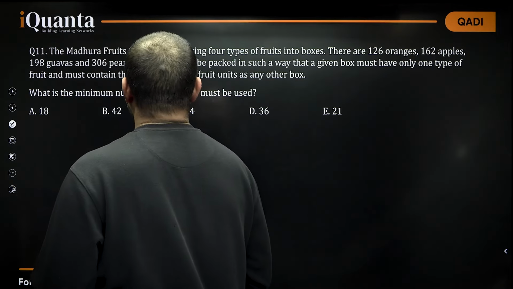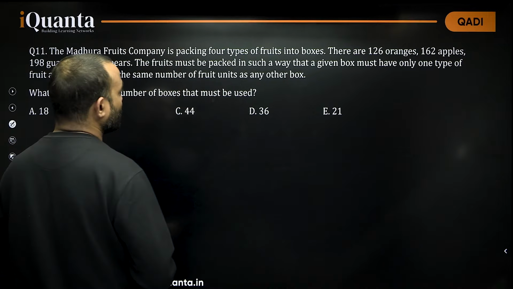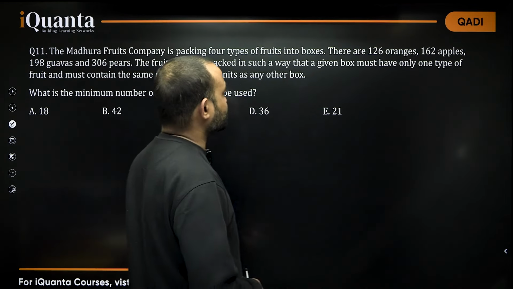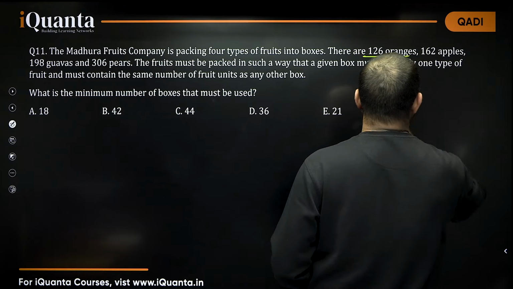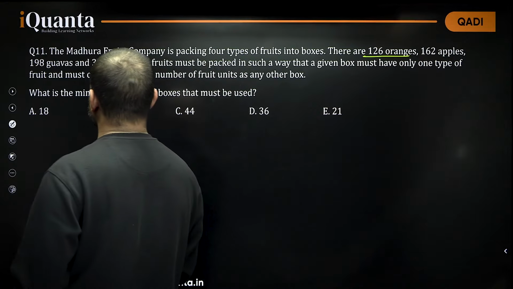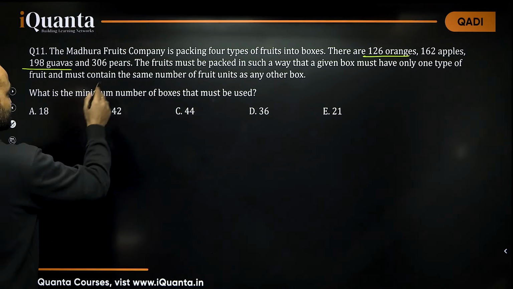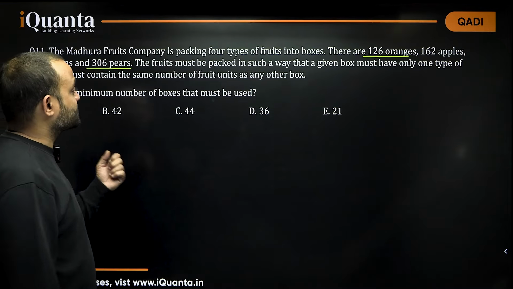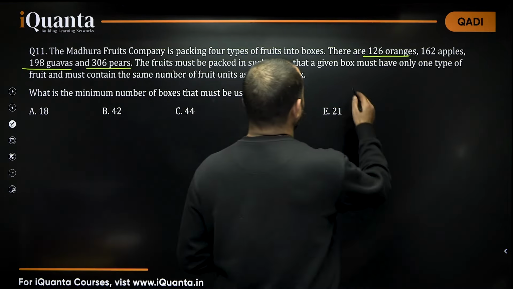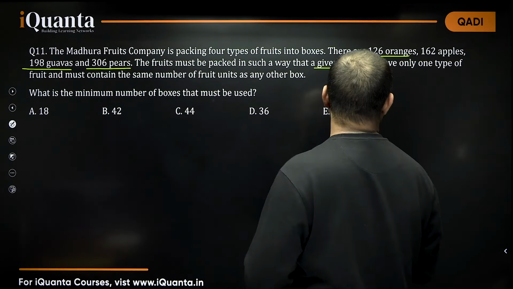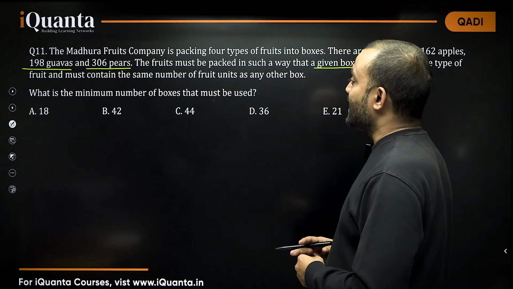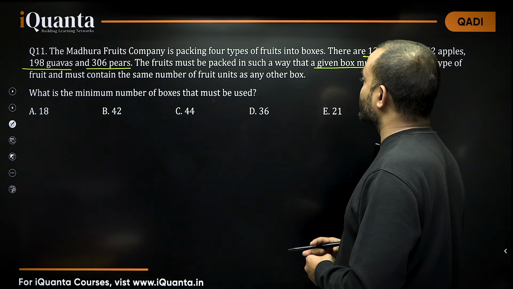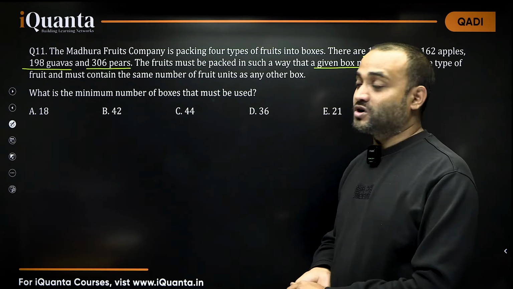The Madhura Fruits Company is packing 4 types of fruits into boxes. There are 126 oranges, 162 apples, 198 guavas and 306 pears. The fruits must be packed in such a way that a given box must have only one type of fruit and must contain the same number of fruit units as any other box.